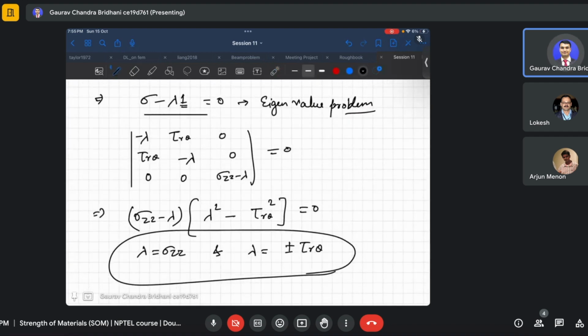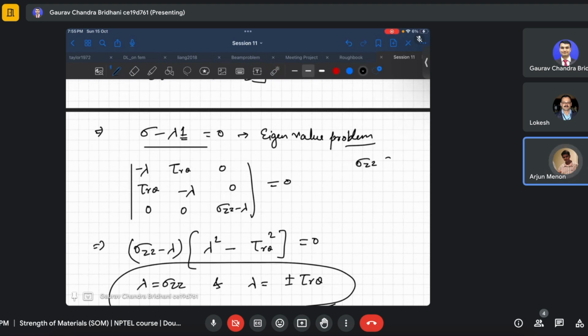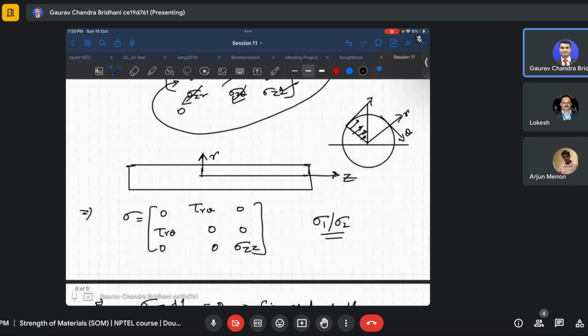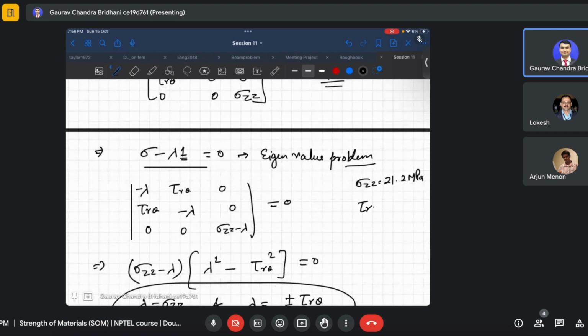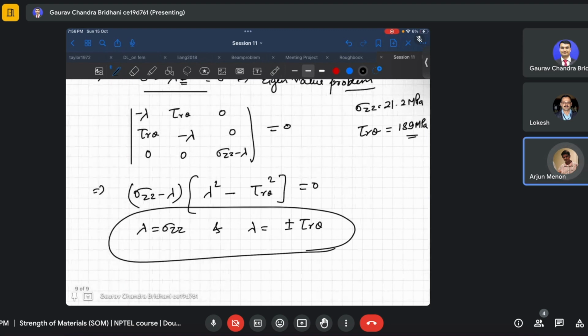Okay. So I will just ask something. What is the value of sigma zz? 21, Excel, 21.2 megapascal. I think it will be more, no? Okay, 15 into 10 to the power 3. Yeah. Ah, okay, then fine. Correct. And what is tau r theta? 189. Okay. So the answers you got, which you said around 210 or something, those are correct, matching with this thing.